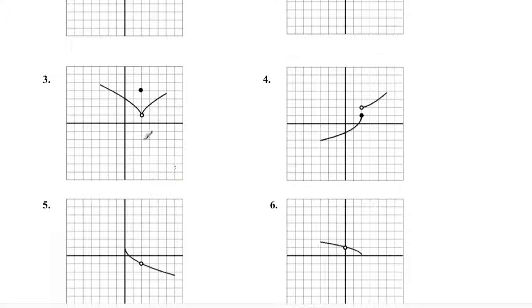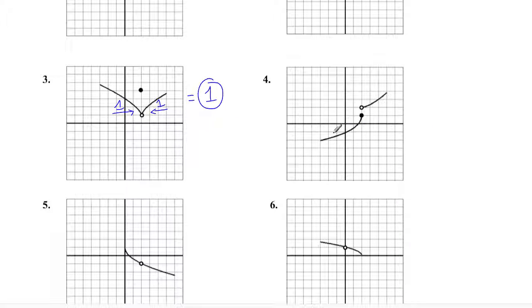For number 3, same thing. We can see that the function actually exists at y equals 4. But as we approach from the left and from the right, the y value that it looks like the graph is going to be is at positive 1. So that's the value of the graph.